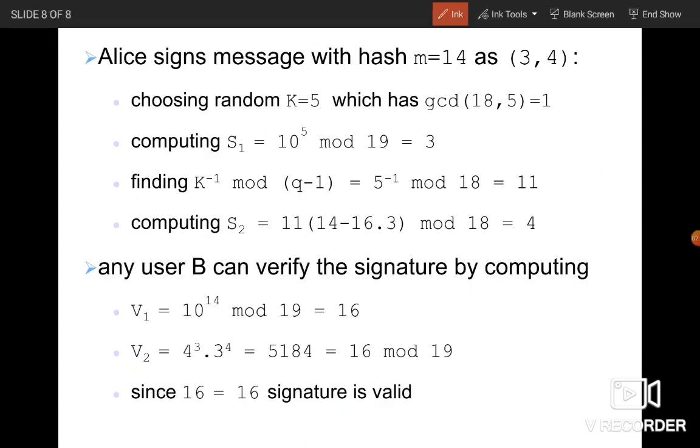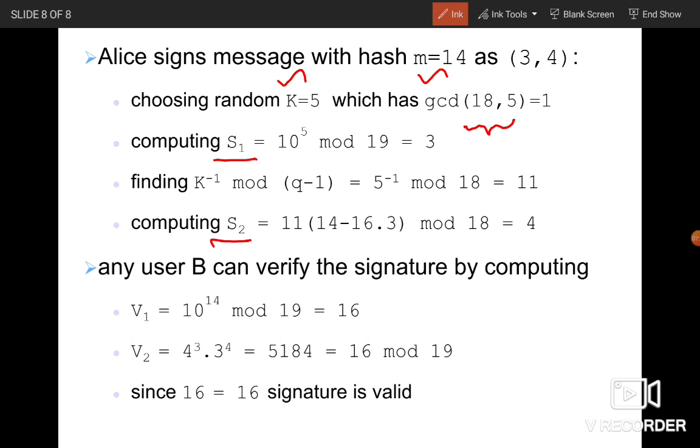So now we are creating the signature components S1 and S2. So already we have discussed the formula. We have the message m equal to 14, and Alice chooses the random key as 5. And what is the condition? GCD of k and q minus 1 should be equal to 1. So we have chosen one random key, it is 5.